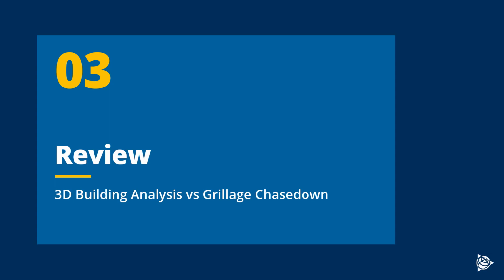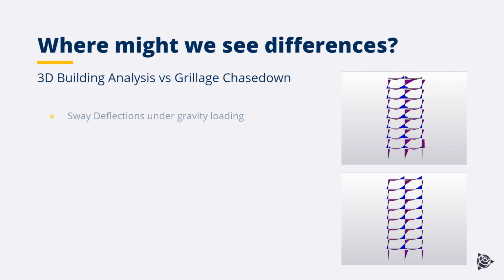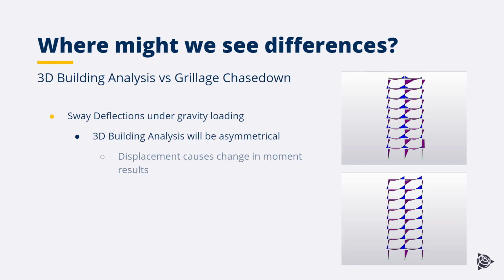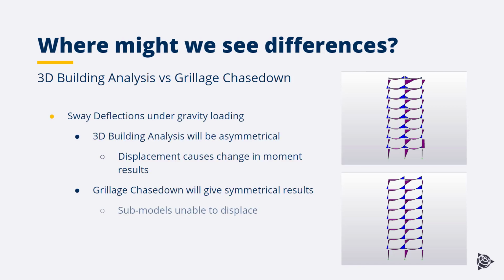So we're now going to review what we've looked at in those models. The first thing that we looked at was we were investigating the effect that sway displacement will have on the results for our frames. In the 3D building analysis, the lateral displacement will change the distribution of moment in the frames, and the columns will act more like a sway frame under wind loading.